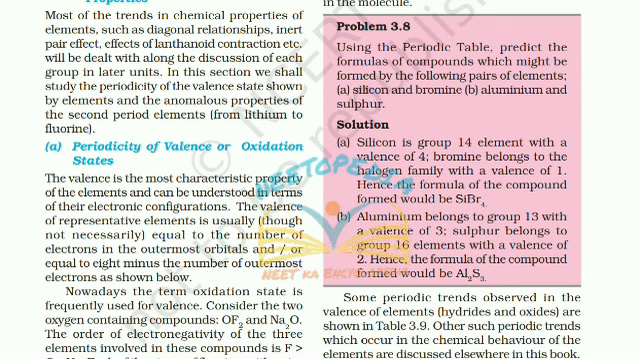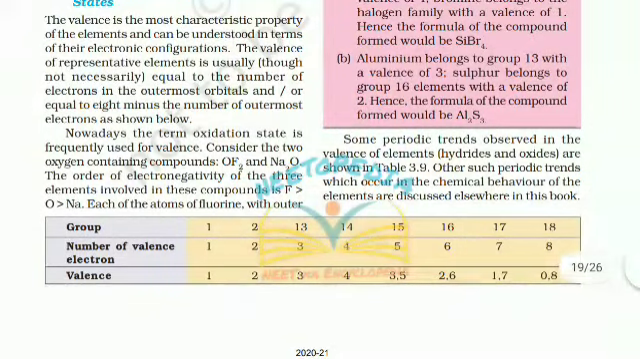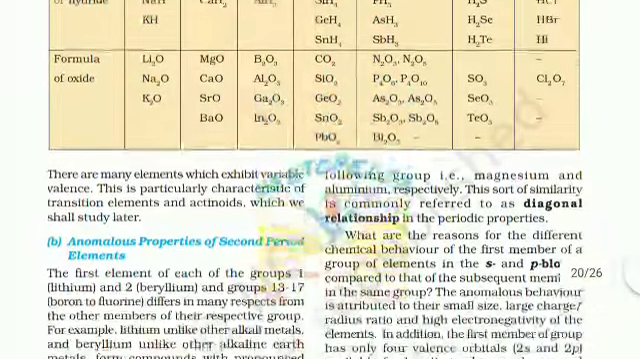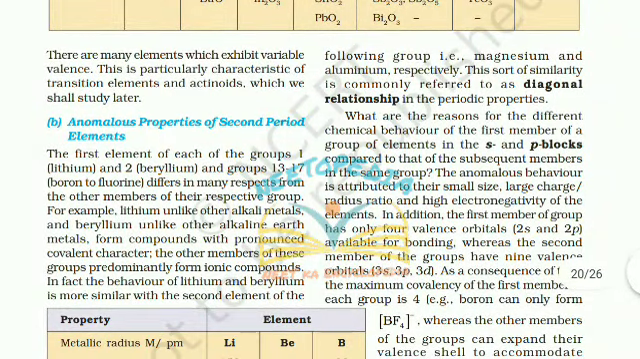Some periodic trends observed in the valence of elements, hydrides and oxides are shown in figure 3.9. Other such periodic trends which occur in the chemical behavior of the elements are discussed elsewhere in this book. There are many elements which exhibit variable valence. This is particularly the characteristic of transition elements and actinoids, which we shall study later.